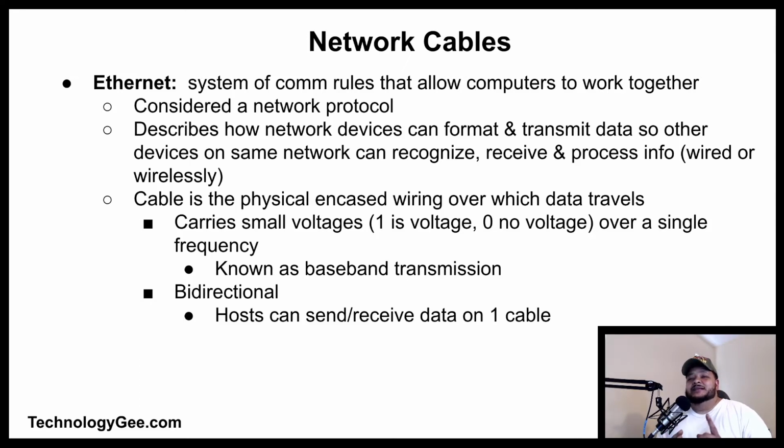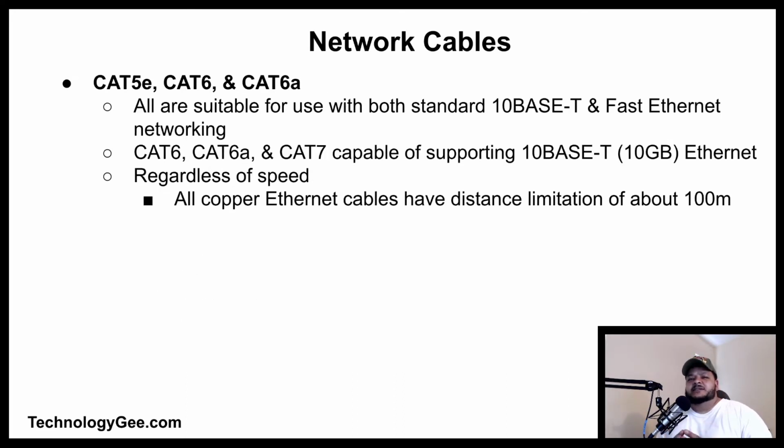An Ethernet cable is the physical encased wiring over which the data travels. Ethernet cables carry small voltage pulses over a single frequency. This is known as baseband transmission. It is bidirectional, which means hosts can send and receive data on one cable. The various capabilities are indicated in cable categories. So let's talk about some of those categories.